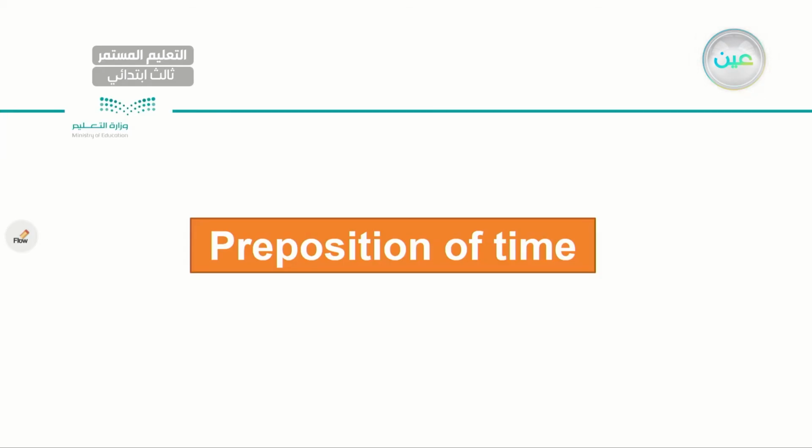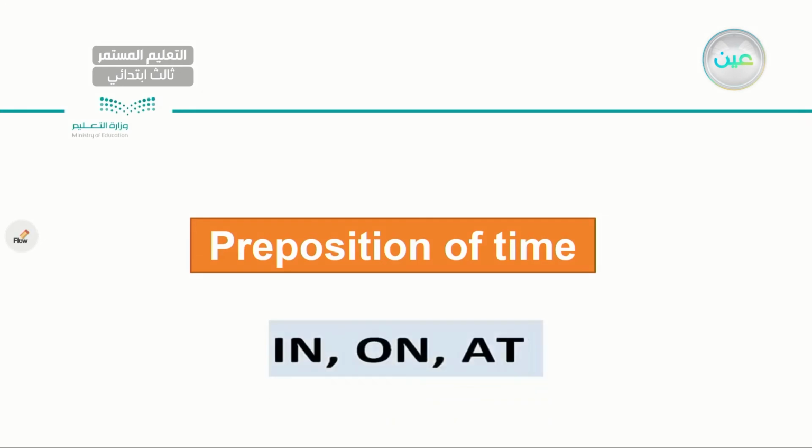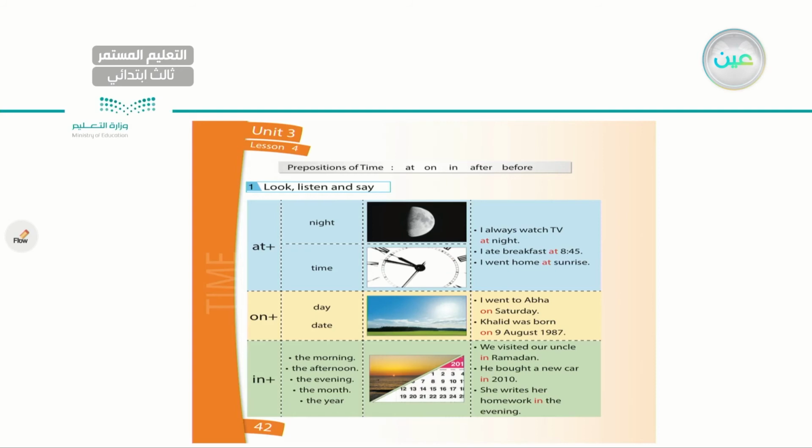Okay? Now, since we are at the last lesson, lesson number 4, we will talk about prepositions of time. What do we mean by this? 3 words. In, on, and at. These are called prepositions of time. We will learn how to use them and when to use them, okay? So you have this in your book at page 42. Make sure you open your book and let's read together.